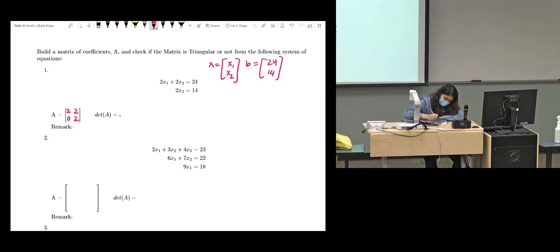So the determinant for this A matrix is 2 times 2 minus 2 times 0, which is 4. Now, if you were to do it using fact 1, there's only one fact here. I know that my determinant is equal to the product of the diagonals.